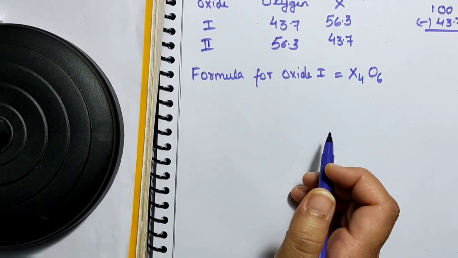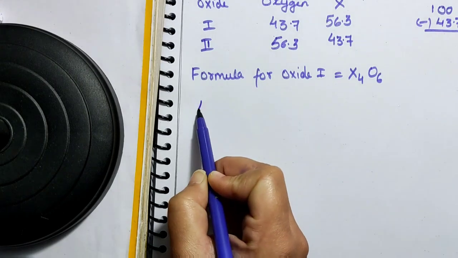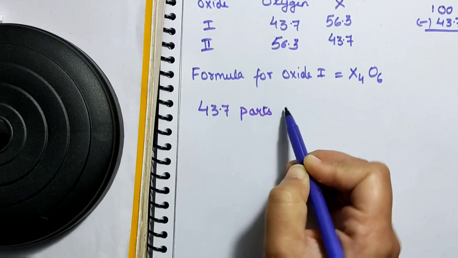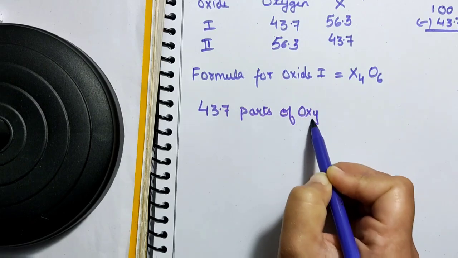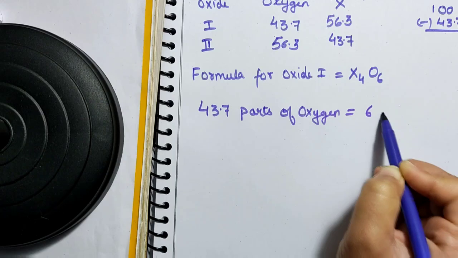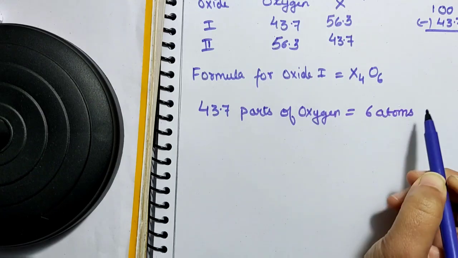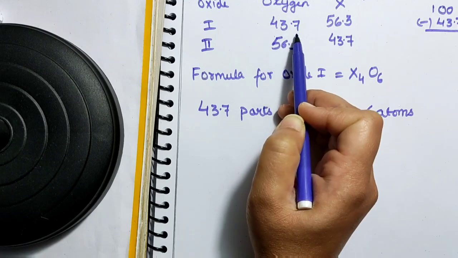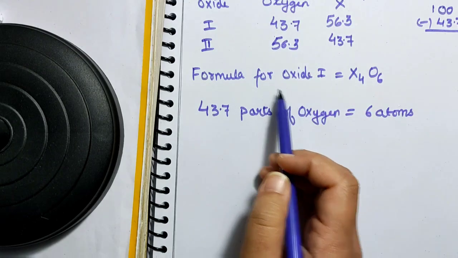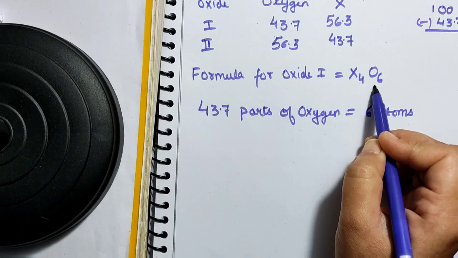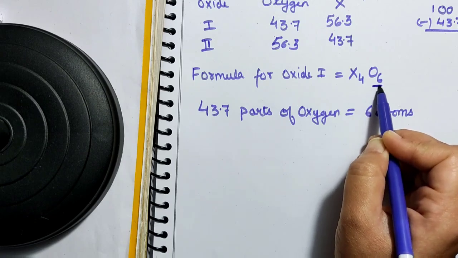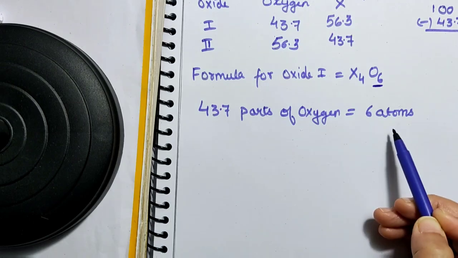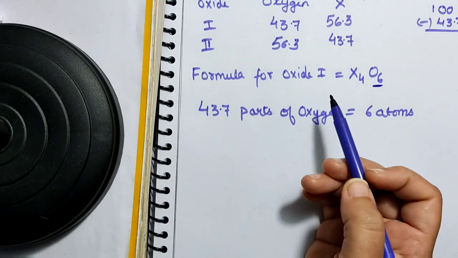Now see, we know that 43.7 parts of oxygen is equal to 6 atoms. How do we know this? In oxide 1, 43.7 mass percent of oxygen is present, and in oxide 1 we have 6 atoms of oxygen. It is given in the molecular formula. So 43.7 parts of oxygen is equal to 6 atoms, right?